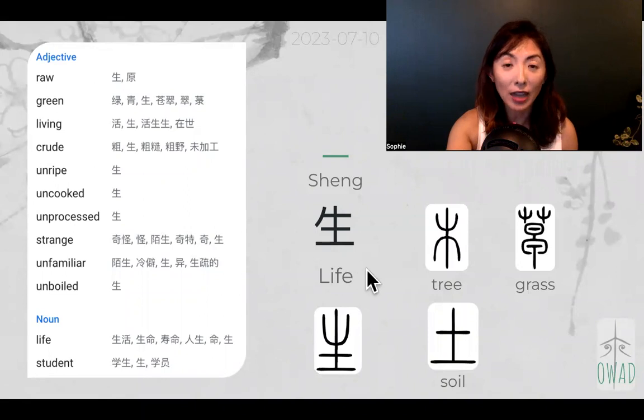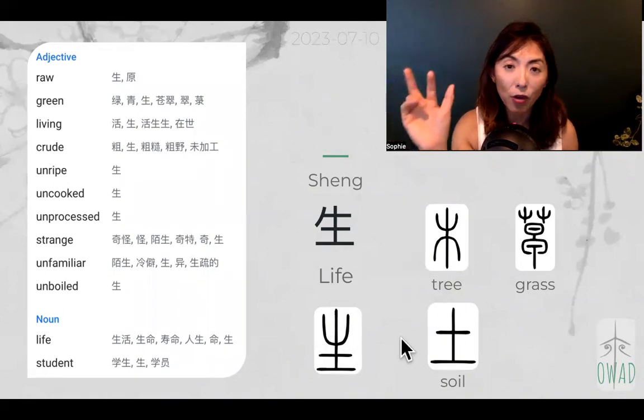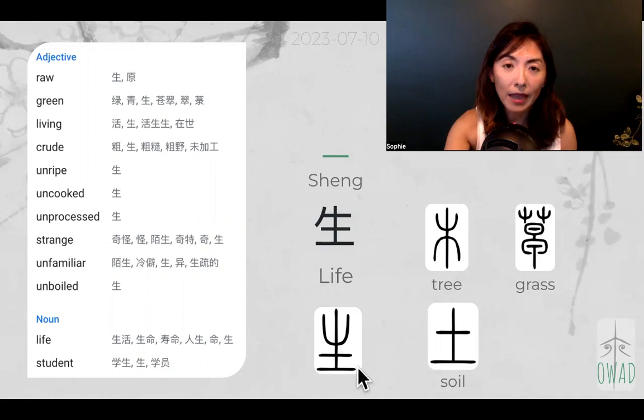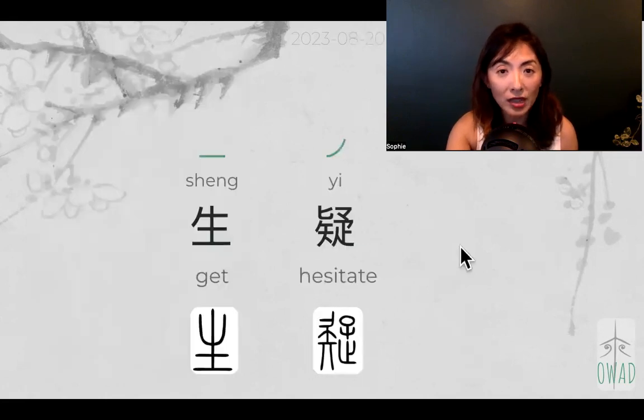Sheng in Chinese, the original or base layer of meaning, is life, because it depicts this trident-shaped plant growing from the soil. And you can see English translations have all kinds of meanings that can be derived from the original meaning. That's life, that's a plant growing in the soil. Okay, so today we have sheng yi.